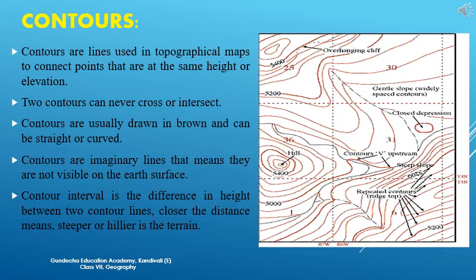So with the help of contour lines, we can understand the height of the land and slope also. Contour intervals are the difference in height between two consecutive contour lines. Closer the distance means steeper or hillier is the terrain, and apart or far away the distance means the slope is gradual.